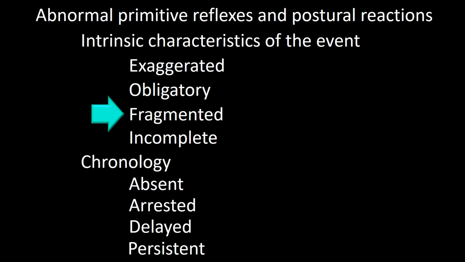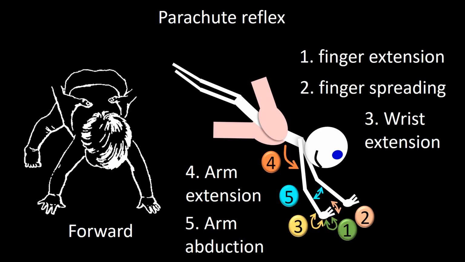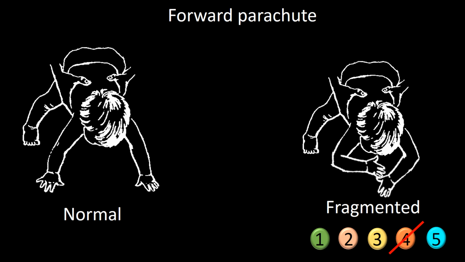A fragmented reflex consists of a reflex that is missing midstream components of the motor actions expected for the patient's age. As we have mentioned before, the parachute reflex has 5 components. A fragmented forward parachute is one in which extension of the arms, that is the 4th component, is missing despite the presence of the normal 5th component. Notice that in this example of a fragmented forward parachute, the arms are abducted, which is the 5th component of the forward parachute, but not extended.